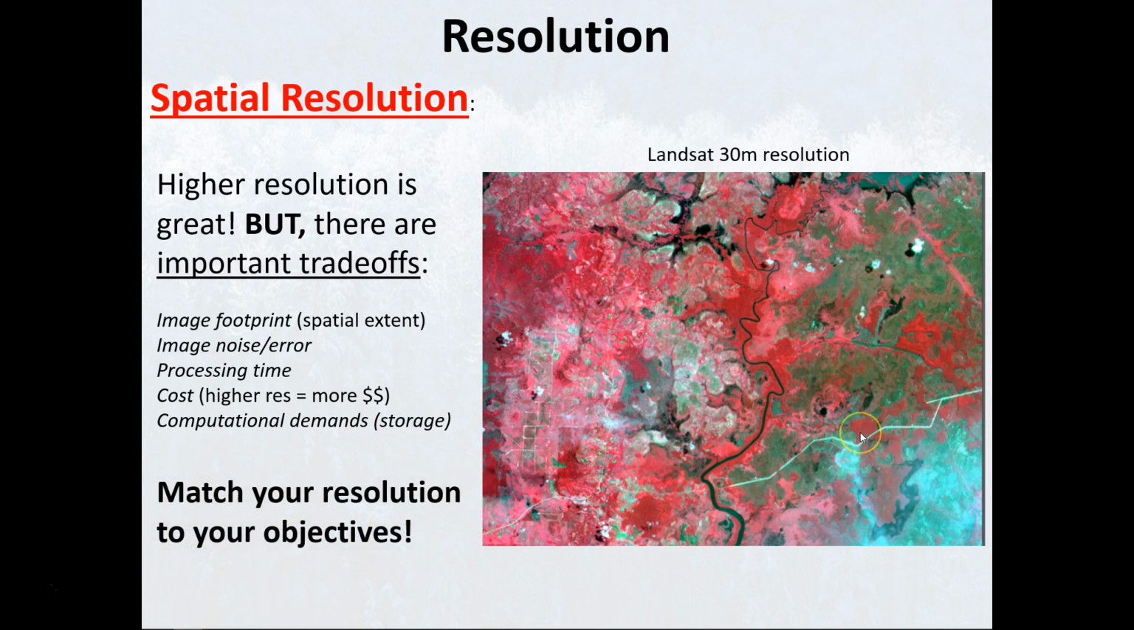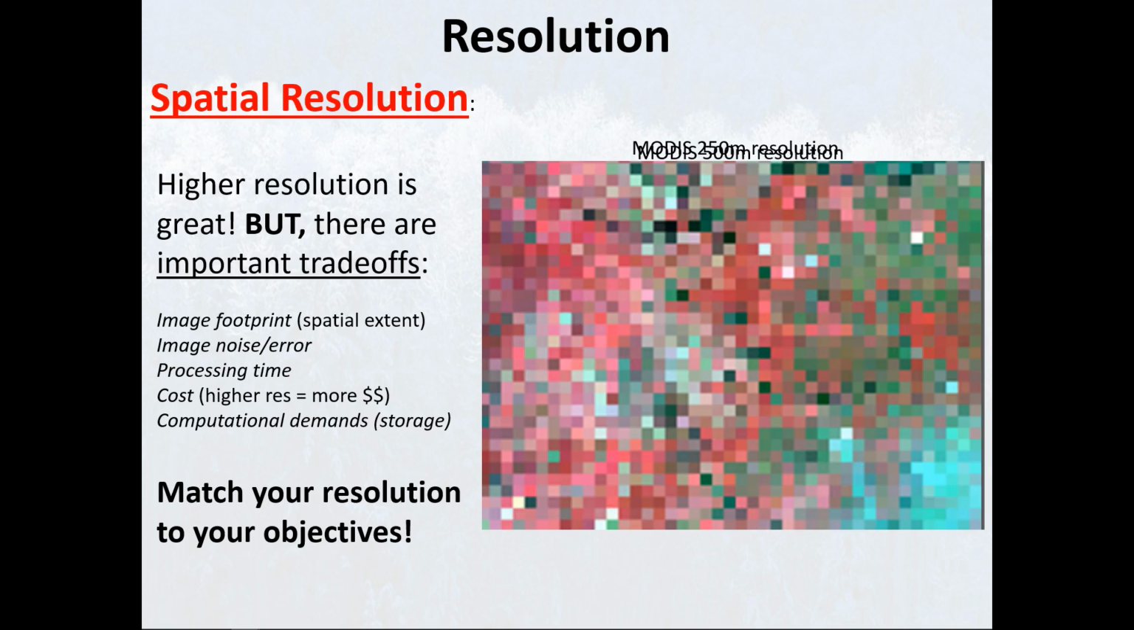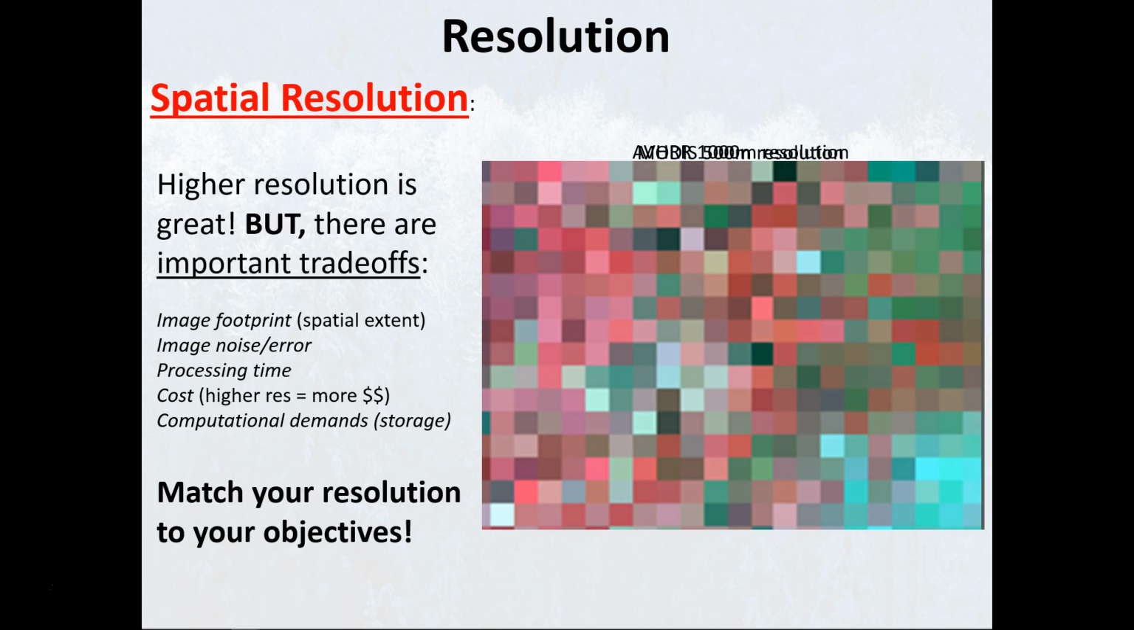So focus your attention on this Landsat image, and I'm going to show you a series of images that cover the same area but at decreasing spatial resolution. Now this is MODIS, another satellite, but at 250 meter resolution, 500 meter resolution, and another satellite, AVHRR, at 1,000 meters resolution. The major takeaway here really is that you need to match your spatial resolution to your objectives, considering all of these trade-offs. For example, if you're doing a global study, perhaps this 1,000 meter resolution is your best bet, considering processing time and footprint.